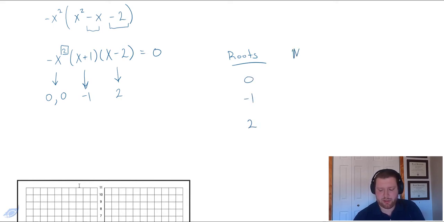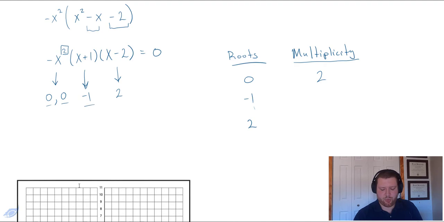And then we have to look at something called the multiplicity. The multiplicity is how often that root appears in the problem. So how many times does 0 appear? Well, we have 0 and 0, two zeros. So the multiplicity is 2.